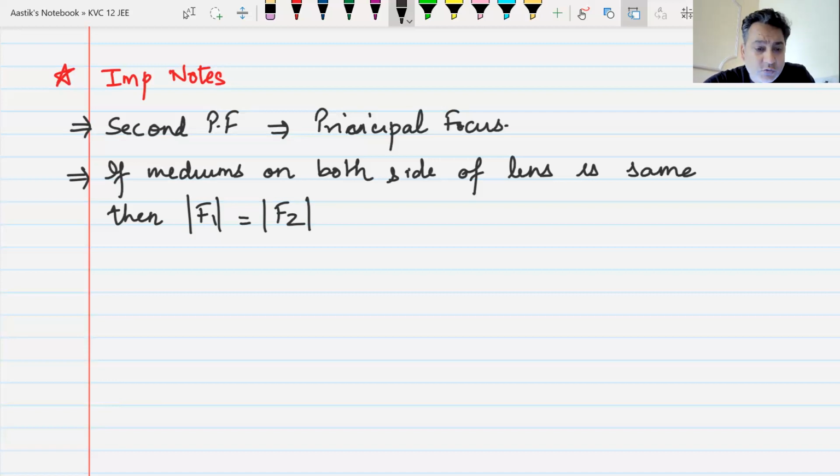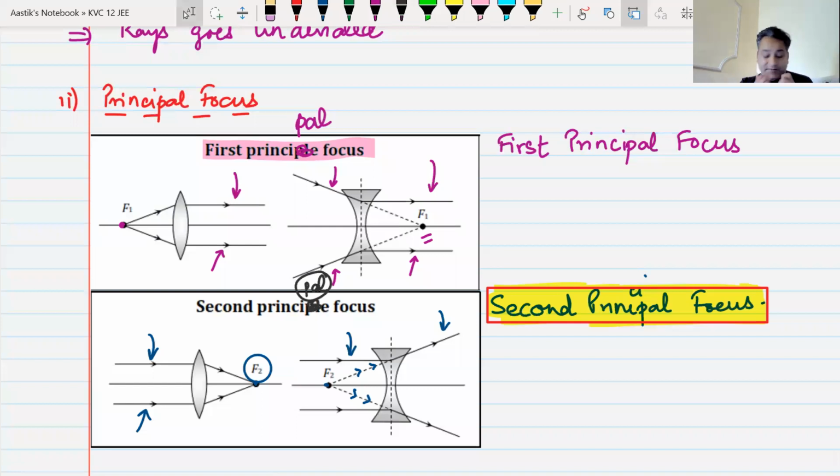If you look at the two principal focus of any lens, whether you are looking at the first principal focus or the second principal focus, if the first principal focus is on this side, the second principal focus is on the other side. So if one of them is positive, the other one has to be negative. Do we understand this? And that's why I put the magnitude sign.